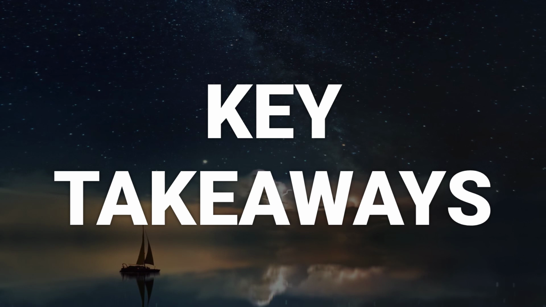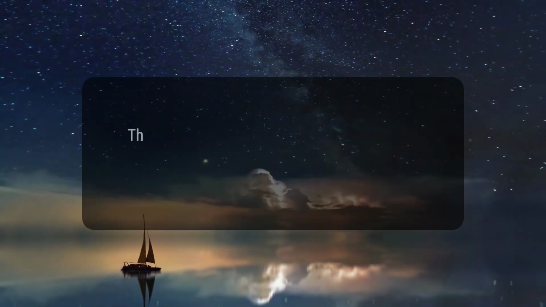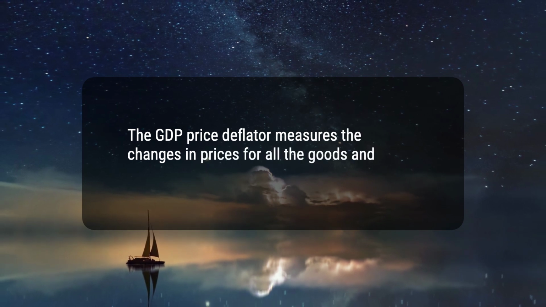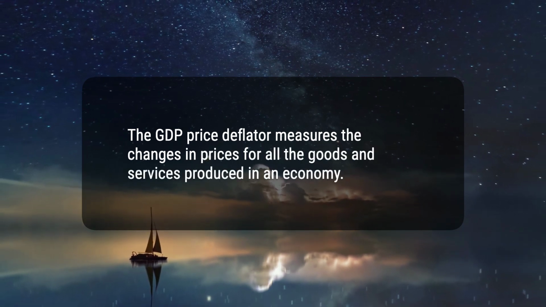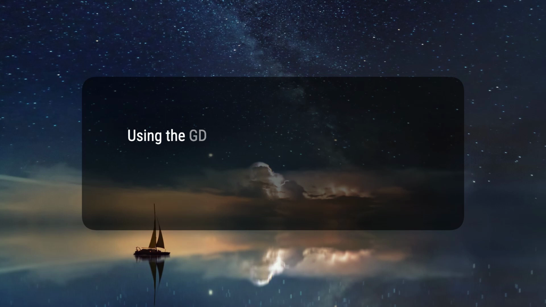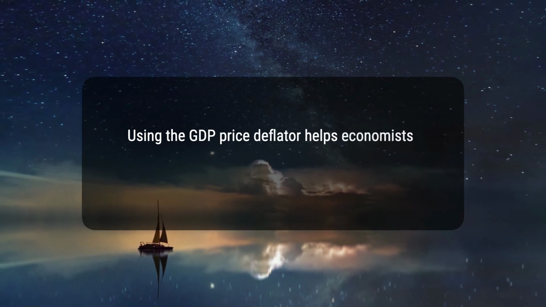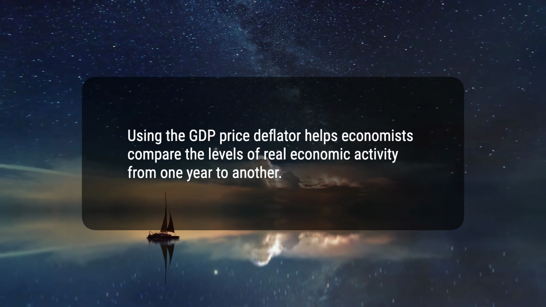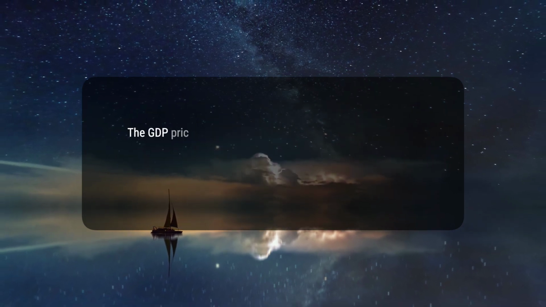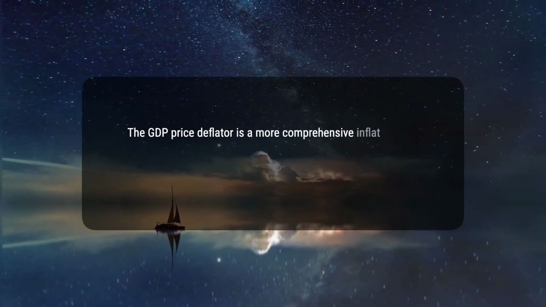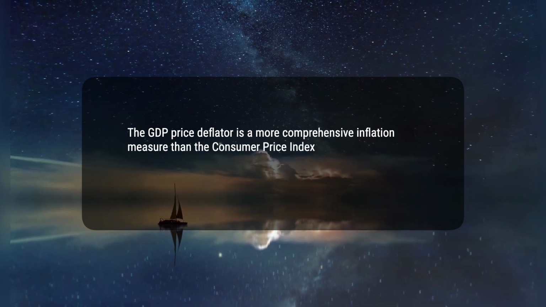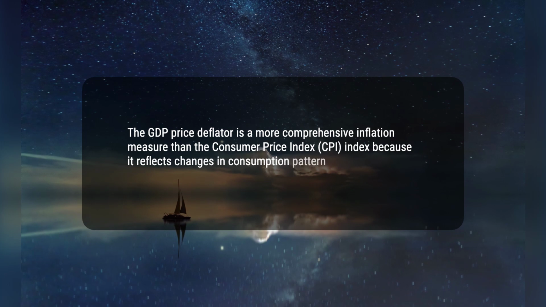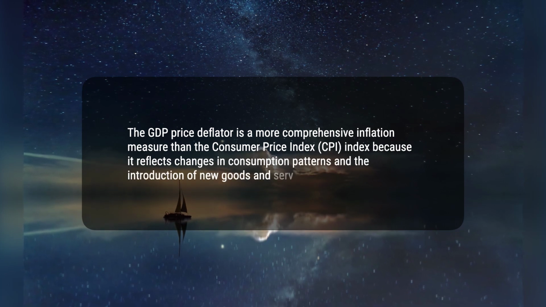Here are 3 key takeaways. 1. The GDP price deflator measures the changes in prices for all the goods and services produced in an economy. 2. Using the GDP price deflator helps economists compare the levels of real economic activity from one year to another. 3. The GDP price deflator is a more comprehensive inflation measure than the Consumer Price Index, CPI, because it reflects changes in consumption patterns and the introduction of new goods and services.